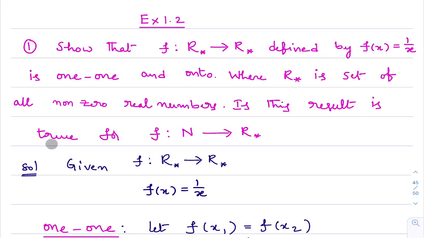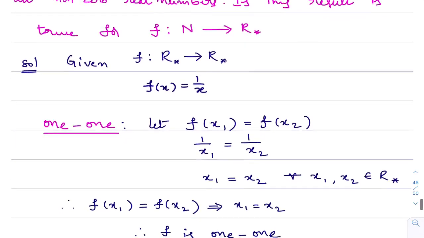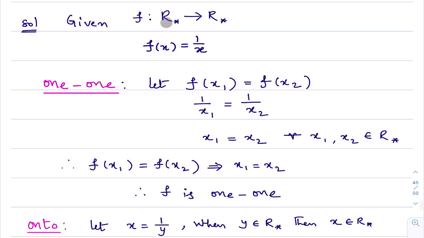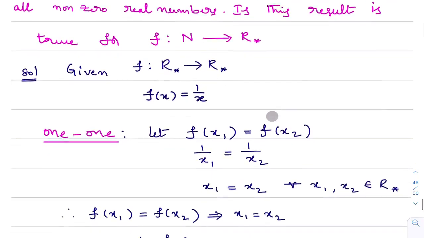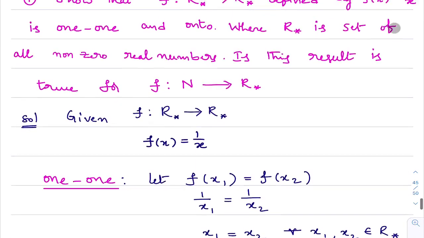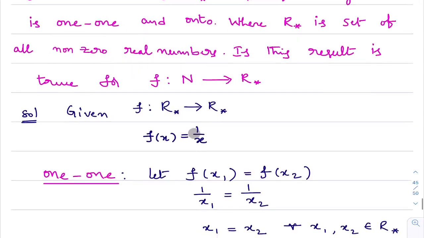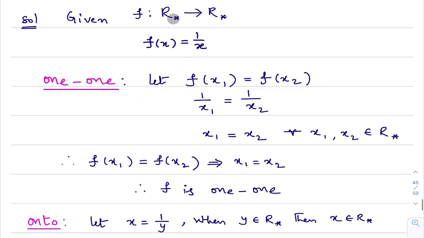In this question, 2 parts are there. Till this part it is the first part. I'll explain clearly. What are they saying? This function is from where to where? This function is from R star to R star. How is the function defined? Observe the question. The function is defined as f of x equal to 1 by x. Right? What is R star? R star is the set of all non-zero real numbers. You need to understand what non-zero real numbers are: all real numbers except 0.